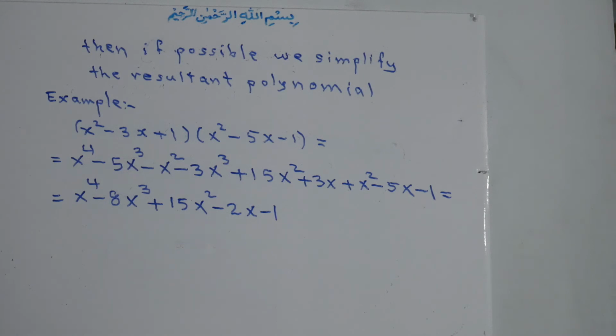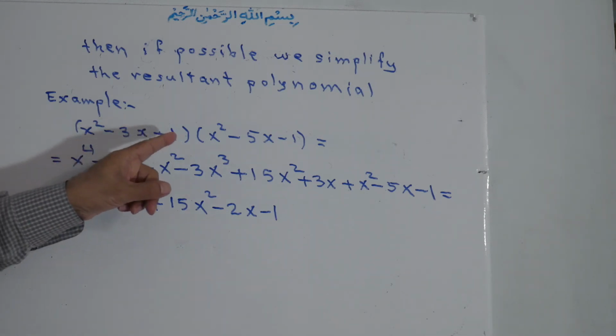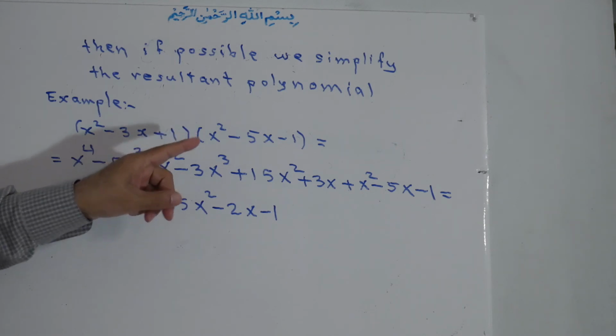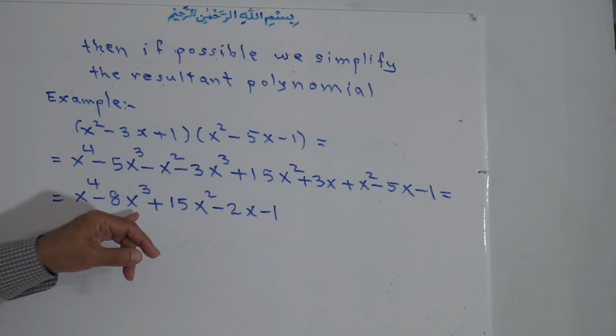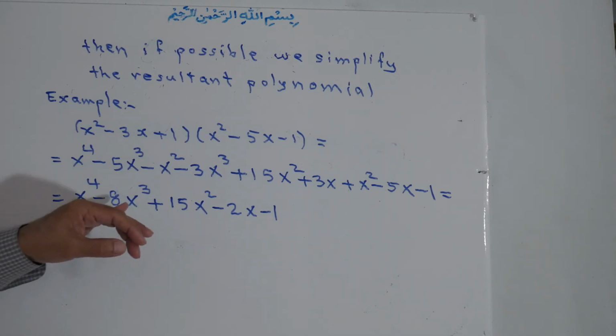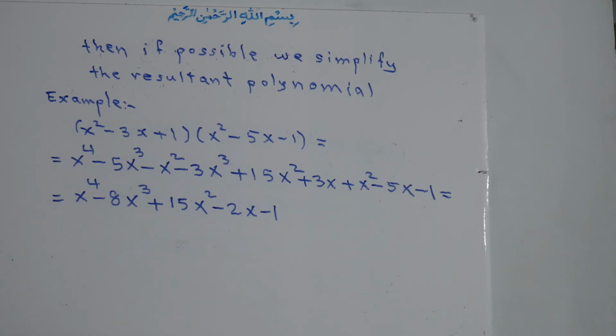When you simplify, x to the power of 2 minus 3x plus 1 times x to the power of 2 minus 5x minus 1 becomes x to the power of 4 minus 8 x to the power of 3 plus 15x squared, negative 2x, negative 1. I think this is enough for multiplying polynomial by polynomial.